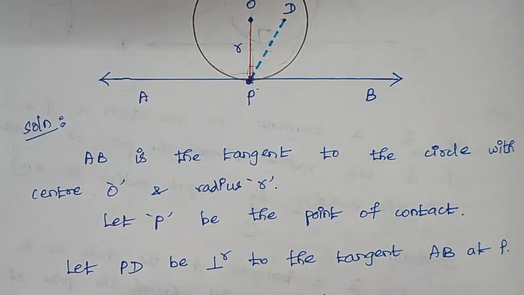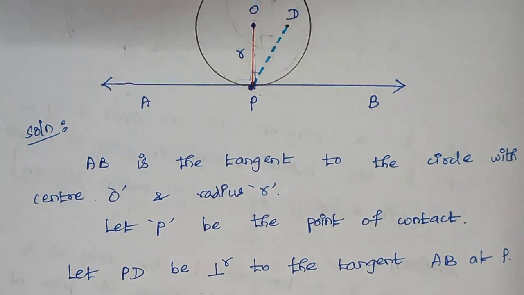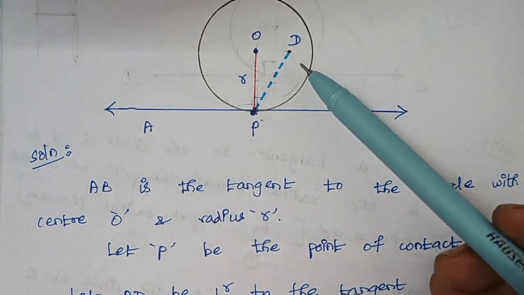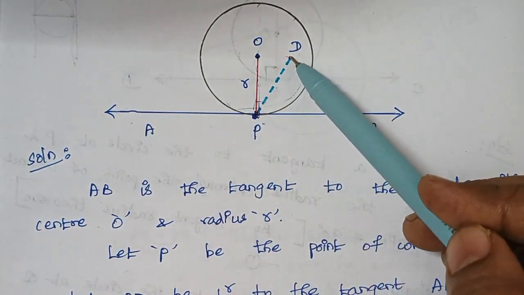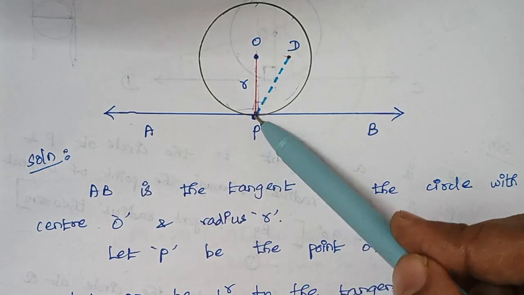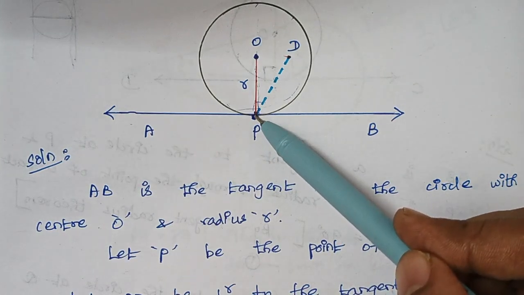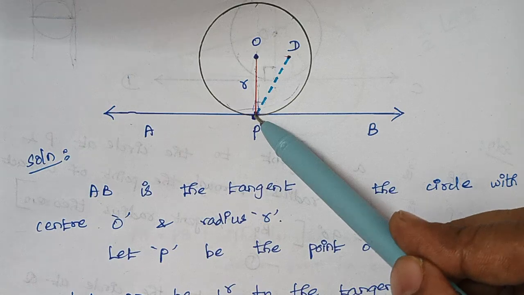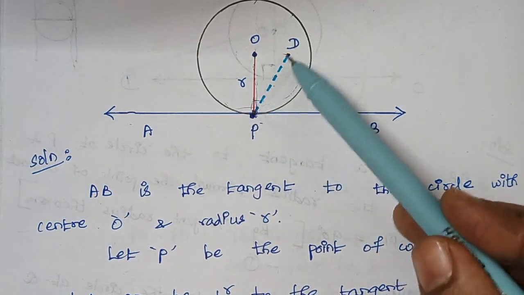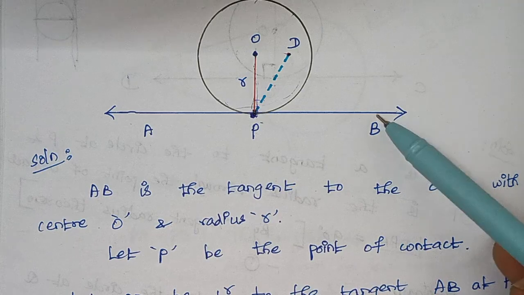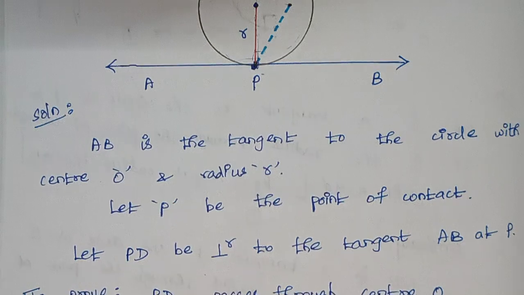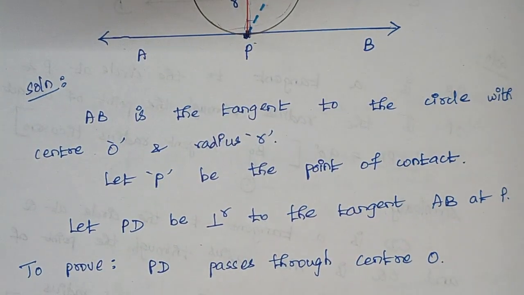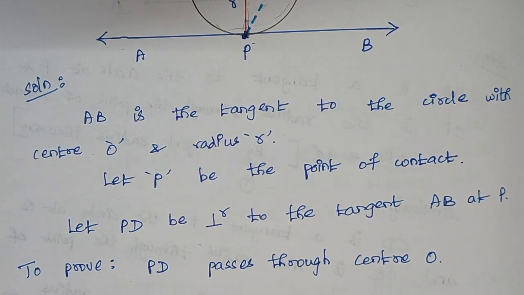Now, let PD be perpendicular to the tangent AB at point P. We are considering this by ourselves because we have to prove it. So we are taking a point D and connecting this D to the point P. And finally here we are making a proof. We are simply saying this PD is perpendicular to the tangent AB at the point P. So now we have to prove that PD passes through the center O.